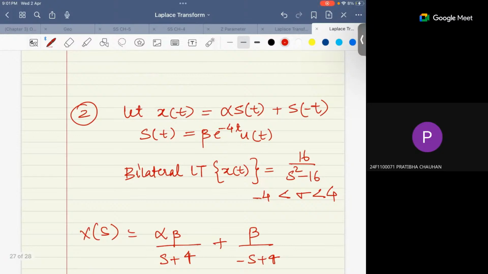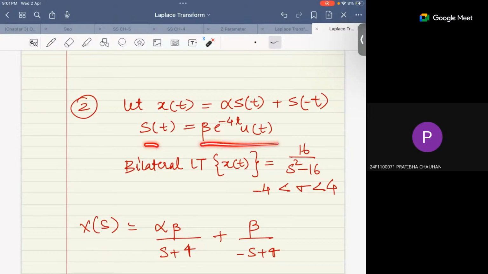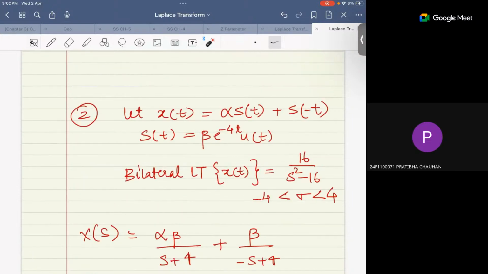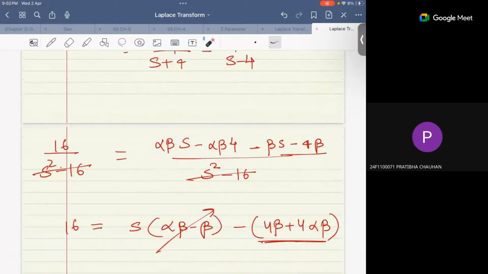You have been given x(t) already, right? x(t) was given as some combination of x(t) itself, alpha times this, and then you have been given the bilateral Laplace transform, right? Even though bilateral was not written, you have to just think that this is a Laplace transform from minus infinity to infinity. You have to integrate it, right? What you have done is you have just calculated for s(t). You already know the Laplace transform. For x(t) also you have calculated the Laplace transform, right? You already know that if you are replacing t with minus t, you just have to replace s with minus s. This is what we have done, and then we have done the calculation.